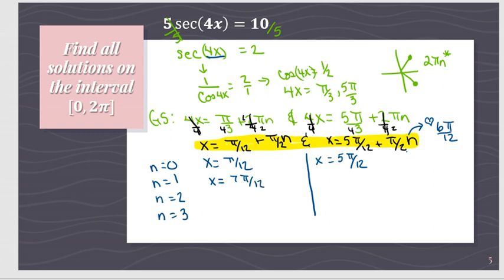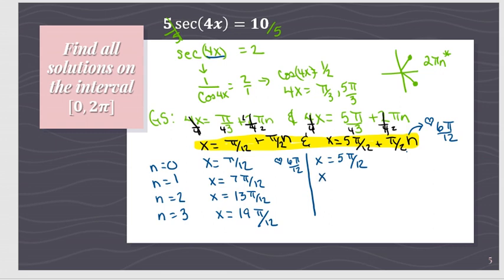over 12. Just so you know, I am adding, and I'll do it here too, I am adding 6 pi over 12. So if I had 7 pi over 12 when n is 1, then when n is 2, I'm going to get 13 pi over 12. If I add it again, then I'm going to get 6 and 13 is 19 pi over 12. Okay? There's my answers on that side.